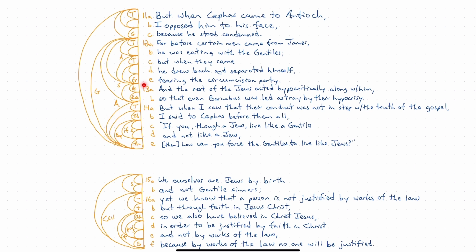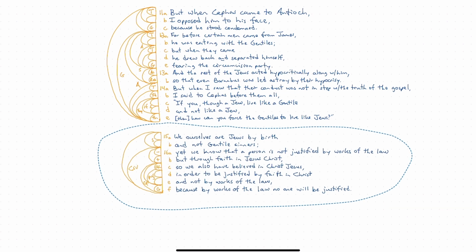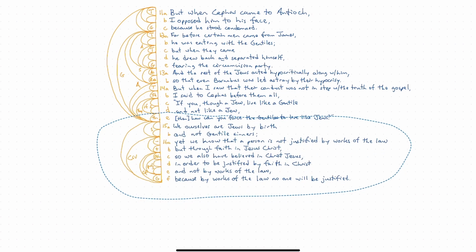And all of this, 12 through 14, becomes the ground for why he opposed him to his face and why Peter stood condemned. So the question I'm asking in this video is, what's the relationship right here between paragraph 11 to 14 and paragraph 15 and 16? What's the relationship right here? And I can move this up, and we can begin to consider what is the relationship, because this is how it flows in the text from one paragraph to another.